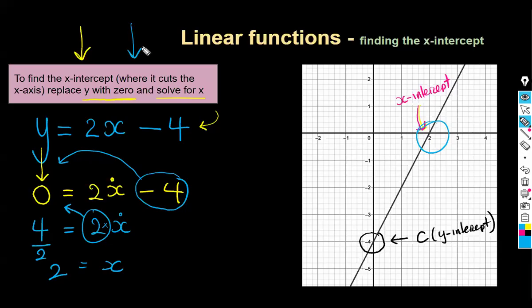I want everyone to take down this instruction for me. That's how you, and this is the heading here, finding the x-intercept. That is where it cuts the x-axis.